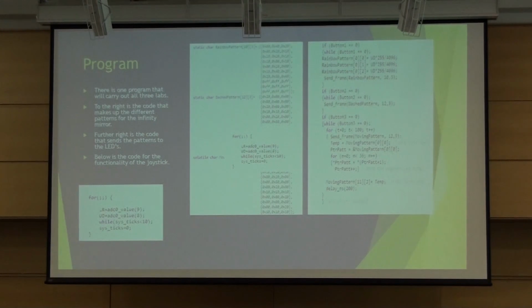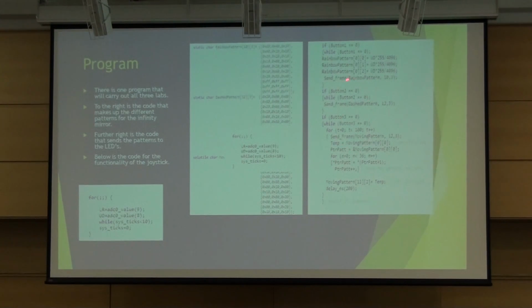Onto the program. So there's one program that will carry all 3 labs. The first part right here, each one of these lines is a different LED in each of the strips. So the first one, this little 20 here is the red, the 0 I believe there is the blue, and then this over here is the green, and we'll go red, blue, green, red, blue, green, red, blue, green. It'll vary how much of each color is in one of the little squares, which will be a totally different color.